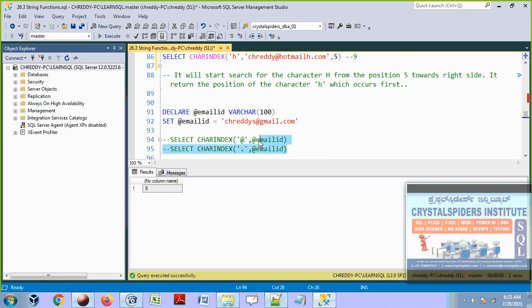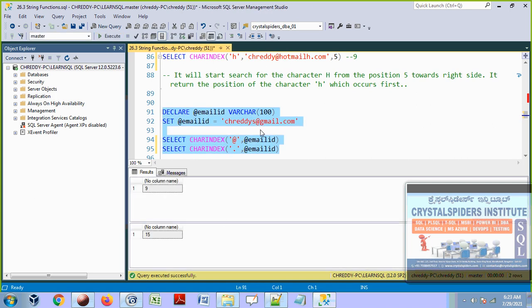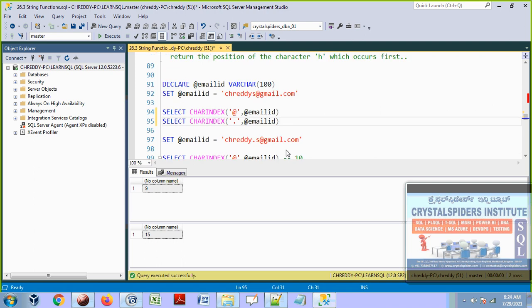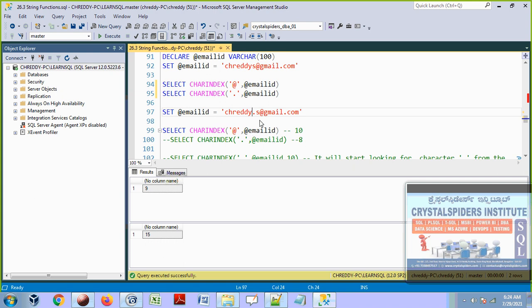So let's see that. I am going to uncomment this one, and let's execute it. It is going to show that the @ symbol is at the 9th position and the dot symbol is at the 15th position. Okay, so this is what it is. And the same thing, for suppose, guys, if I have a dot symbol before this @ symbol, then which dot symbol will it produce? It is going to give the dot symbol which comes first, right? So this dot symbol it will return, and this is the @ symbol. So now let's see this.